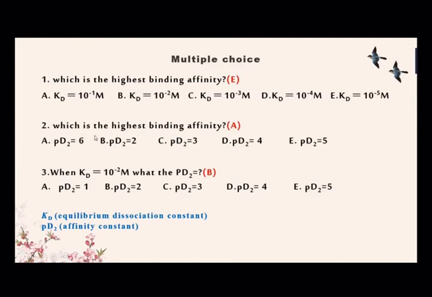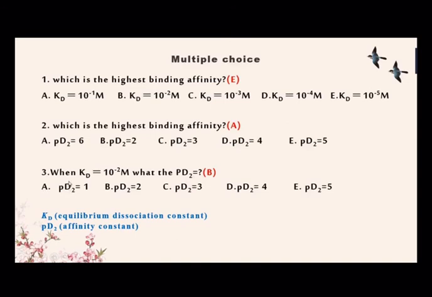2. Which has the highest binding affinity? pD2 equals 6, 2, 3, 4, 5. The answer is A, because pD2 is high, so the binding affinity is high.